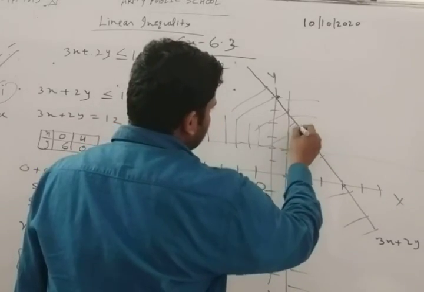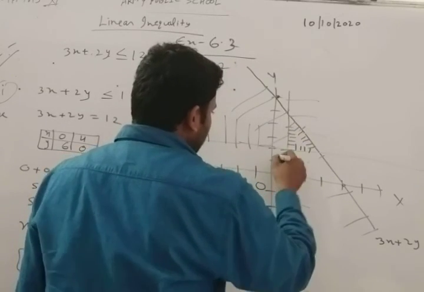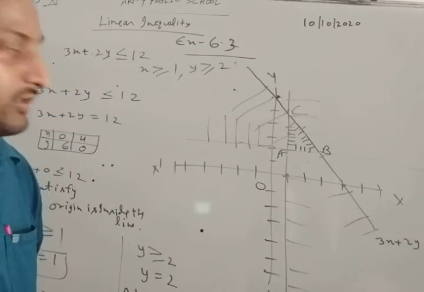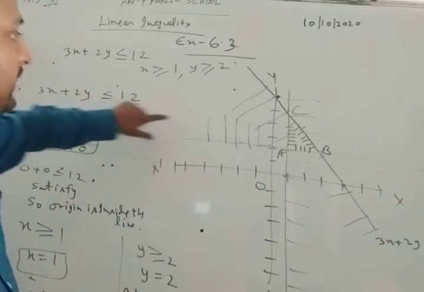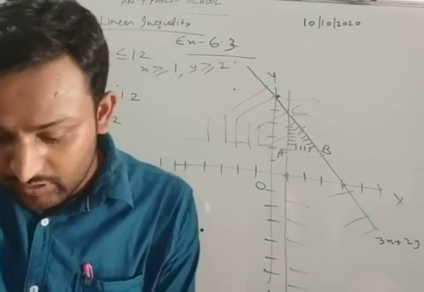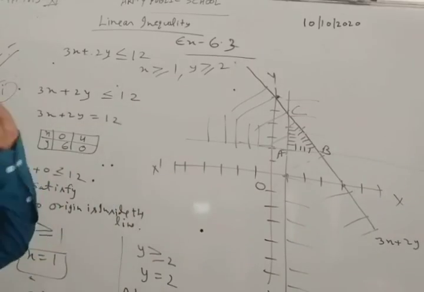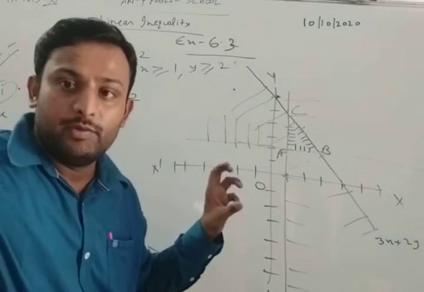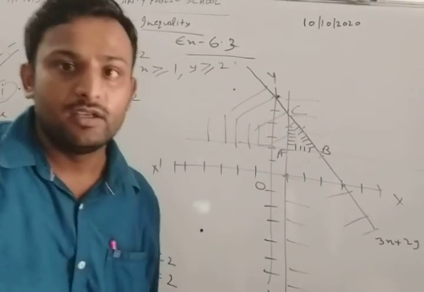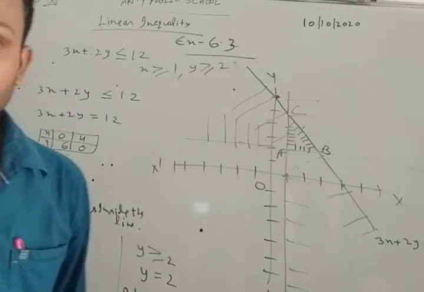The solution is this triangle ABC. This ABC is the solution region of these three inequalities. In this way we can draw the graph of more than one inequality and we will get the common region, and the common region will be our solution. Here triangle ABC is the common region, which is our solution of these three inequalities. Okay, thank you.